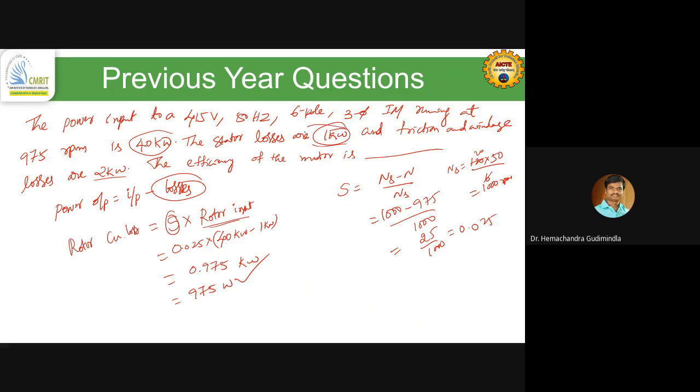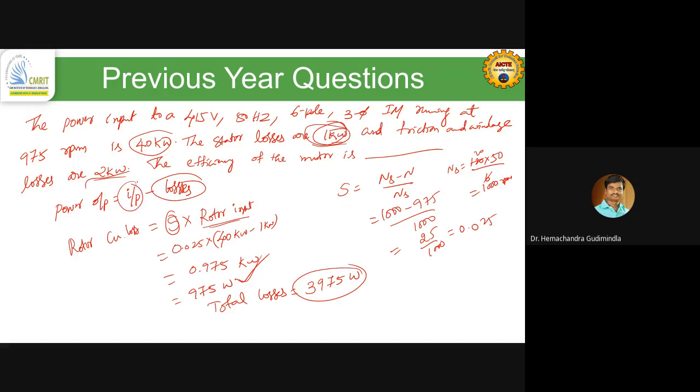Now we have stator losses, frictional windage losses, and rotor copper losses. Then what is the total losses? Total losses is equal to 1 kilowatt plus 2 kilowatt plus 975 watts. So total 3975 watts, or we can say 3.975 kilowatts. Now total loss we found, right? Remember this 3975. Okay, total output.